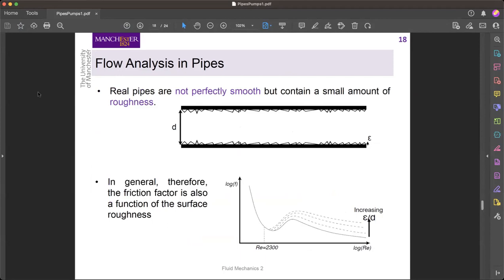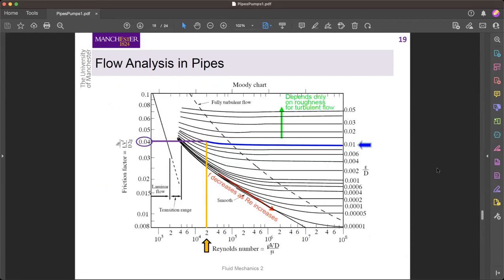These two formulas can be adopted if you neglect the roughness of the pipe, or if you prefer, if your pipe is very, very, very smooth. However, real pipes are made by real materials, steel, concrete, something else. So, a real pipe needs to account for the roughness of the material. When the roughness is present in your pipe, you have to use Moody's chart.